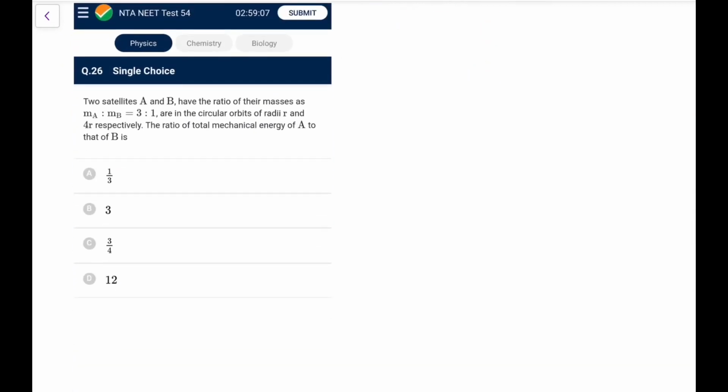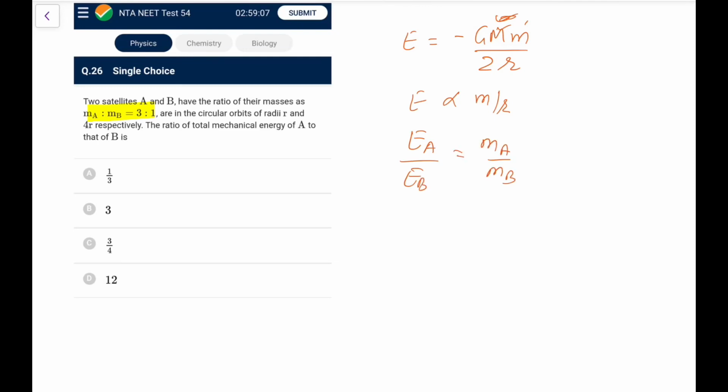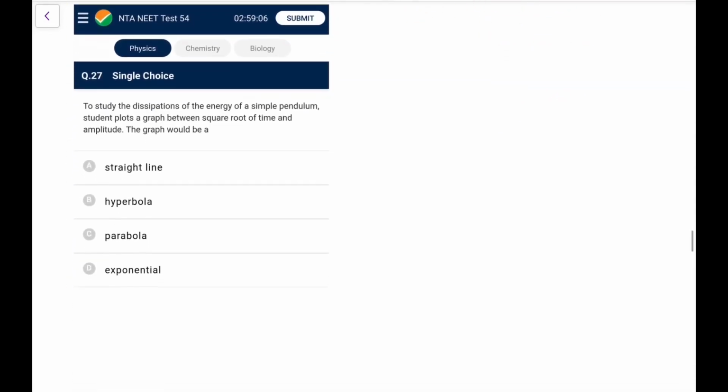Two satellites have the ratio of their masses 3:1, circular orbit r and 4r, the ratio of the total mechanical energy. Okay, so we know the energy is, just remember the formula, minus GMm by 2r. So mass ratio is given, this is mass of the planet, which would be same, so energy ratio would be proportional to m by r. So if I have to do Ea by Eb, it would be ma by mb, and here I can write it as rb by ra. So ma by mb is 3:1, ra by rb is so different ratio 4:1. So what we'll have, it is 12:1. Go for option D.